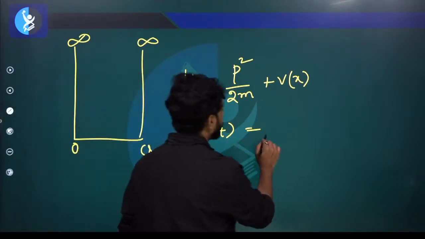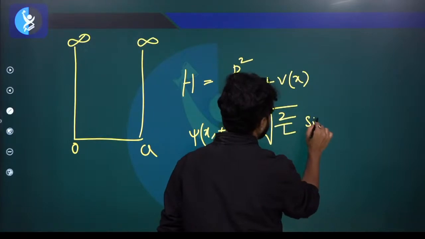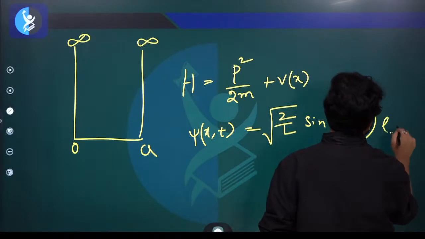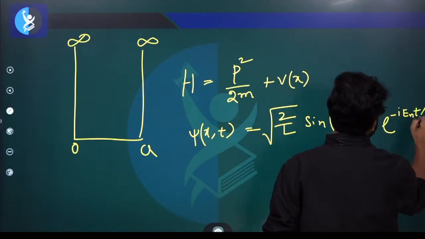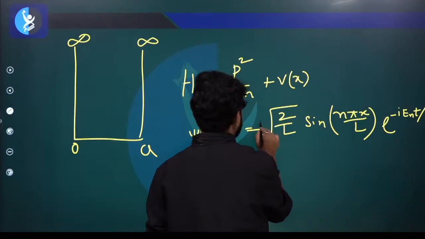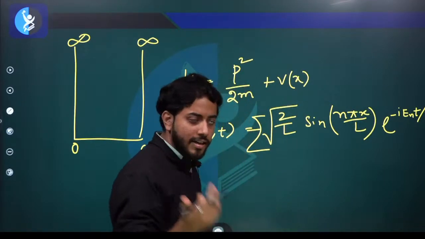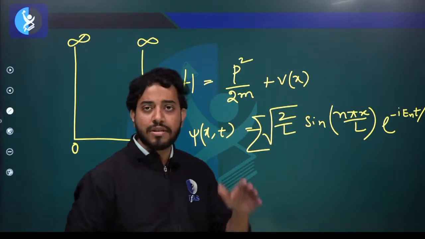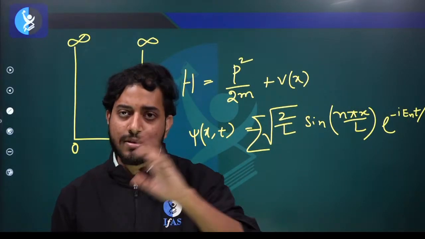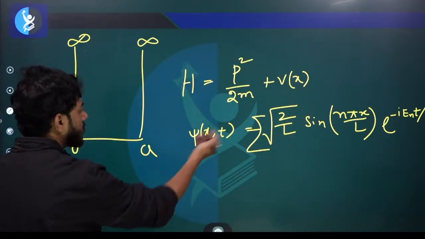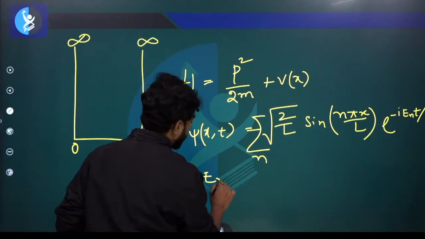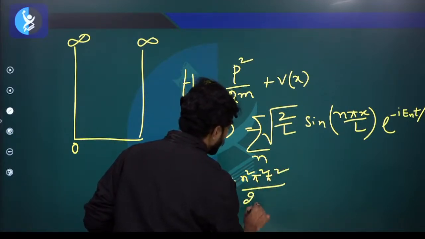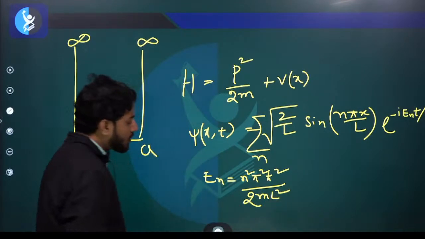So psi of x comma t equals root over 2 by L sine n pi x by L. Of course, I'm talking about one dimension. E to the power of negative I E N T by H cut. And of course, you have to take the summation over all the eigenstates, because you know that in a second order differential equation, if psi 1 is a solution and psi 2 is a solution, then C1 psi 1 plus C2 psi 2 is also a solution. That's why summation over N. And of course, E N equals N square pi square H cut square divided by 2 M L square. So of course, you know this.